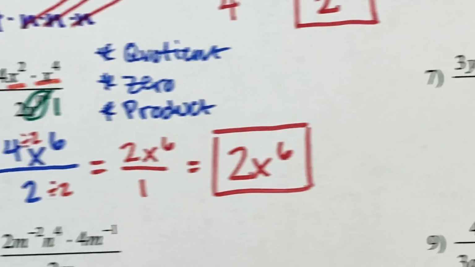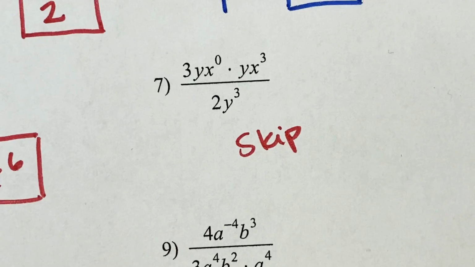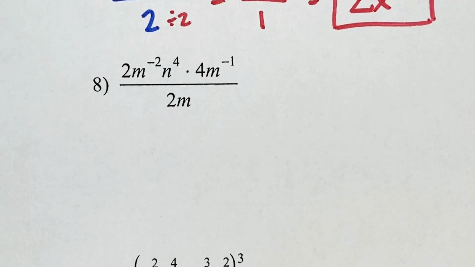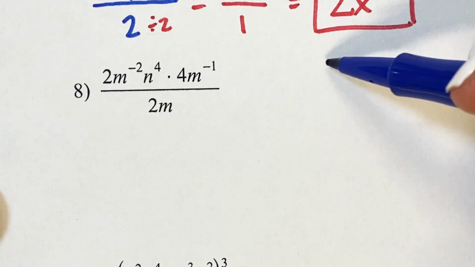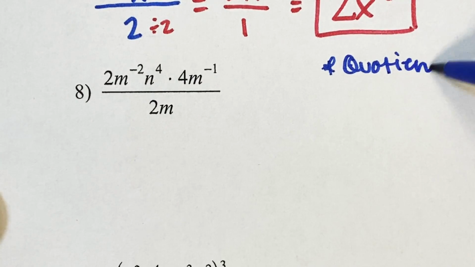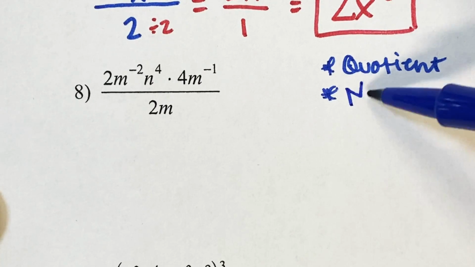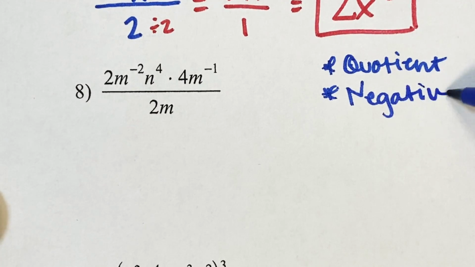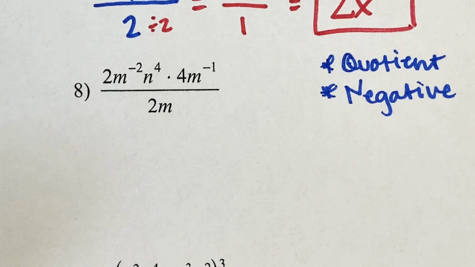Okay, let's skip number 7. So we're going to go ahead and skip number 7. Let's go to number 8. Okay, so there's quite a few exponent rules that I see here. So I see the fraction bar again. So probably quotient, right? Things are going to cancel or something like that. Okay, I see negative exponents, which means they're going to have to switch places, switch sides, right? So let's take care of that first.